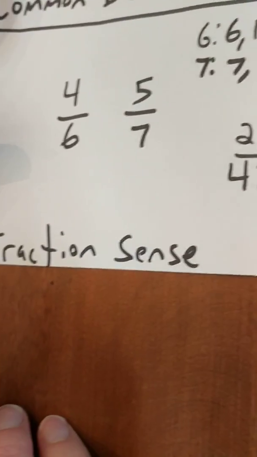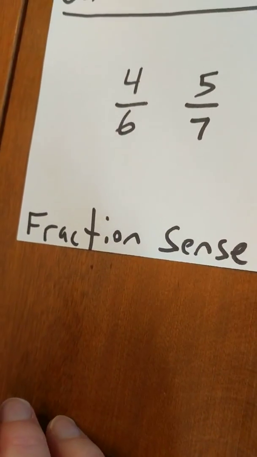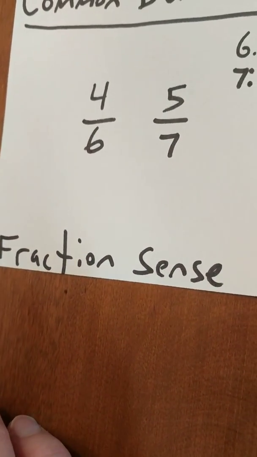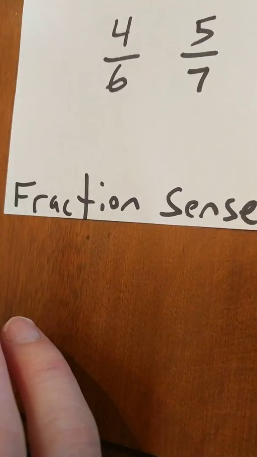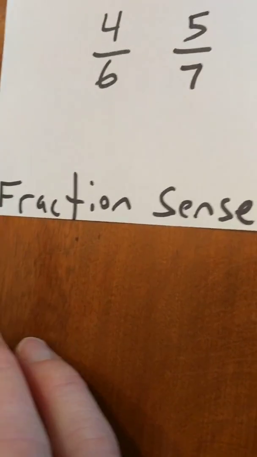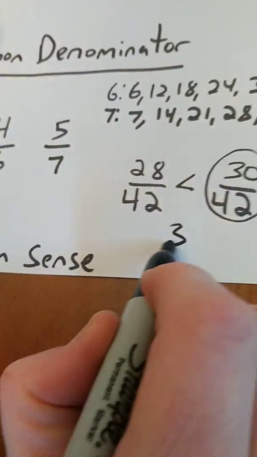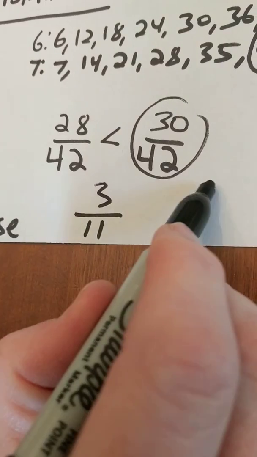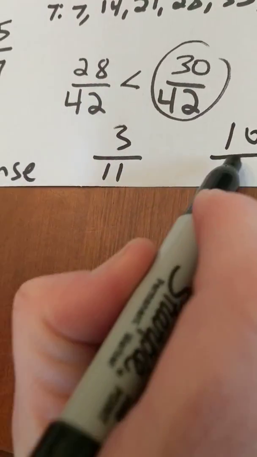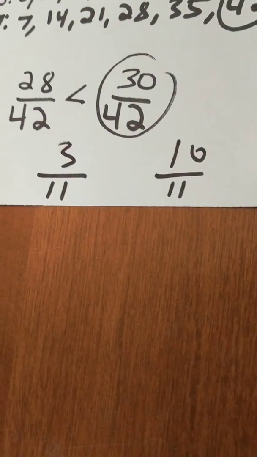And the last method is just using fraction sense. If you know a benchmark like 1/2, when you look at a fraction, many of you can tell whether the fraction is greater than 1/2, equal to 1/2, or less than 1/2. And it's pretty easy, if you can understand that, to compare the fractions to one another. If one fraction is 3/11, you know that's a lot less than 1/2. If it's 10/11, you know that is greater than 1/2. You would automatically know that 10/11 is greater than 3/11.